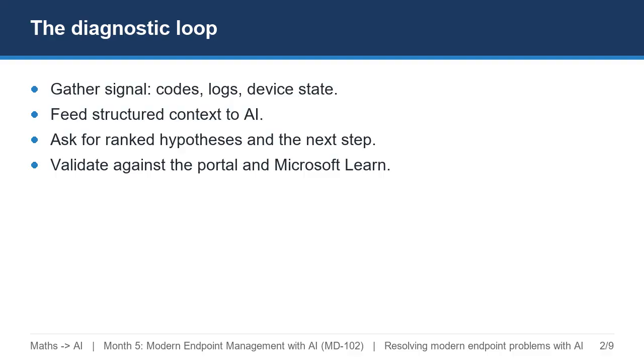The whole lesson hangs on one loop. First, gather signal, the error codes, the logs, the device's actual state. Second, feed that structured context to the AI. Third, ask for ranked hypotheses and the single next diagnostic step, not a magic fix. Fourth, validate against the portal and Microsoft Learn. Round and round until it's solved. AI speeds the loop up, but you are the one closing the case.